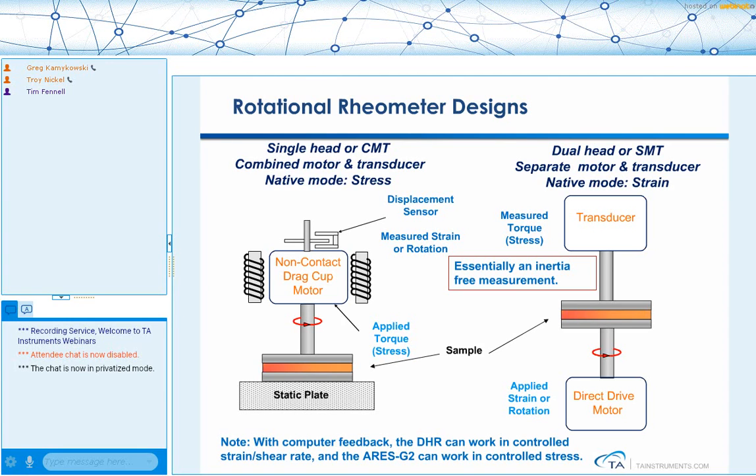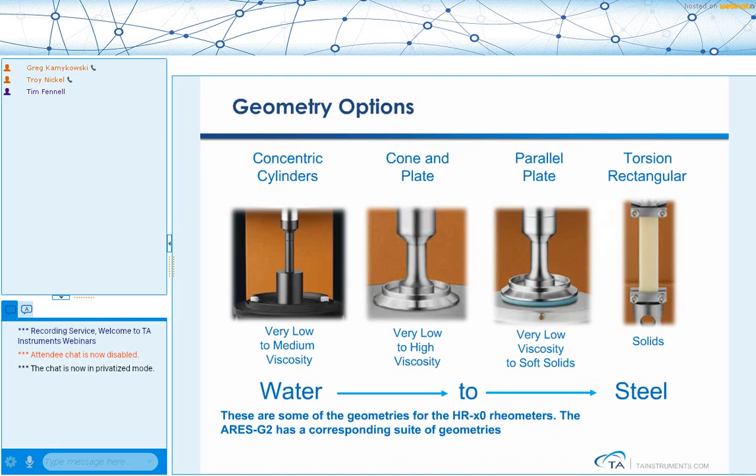or not even possible. So one of the things to point out is with the computer feedback that we have between the instrument and the computer, the HR rheometers can do controlled rate and controlled strain experiments, and the Aries G2 can also do controlled stress instruments, even though those are not their native modes. This shows the different geometries that are used for rheological testing. We have concentric cylinders, cone and plate, parallel plate, and for materials that are fairly solid, we can do torsion rectangular testing.